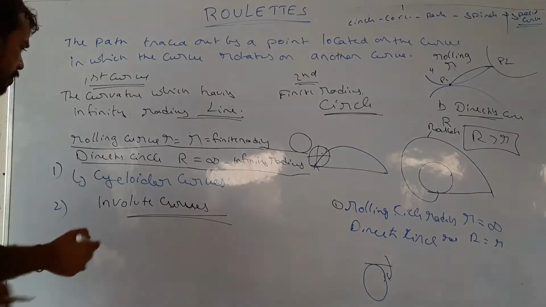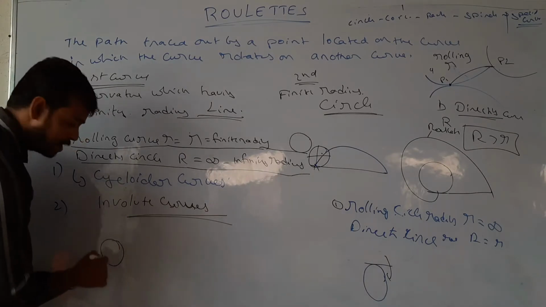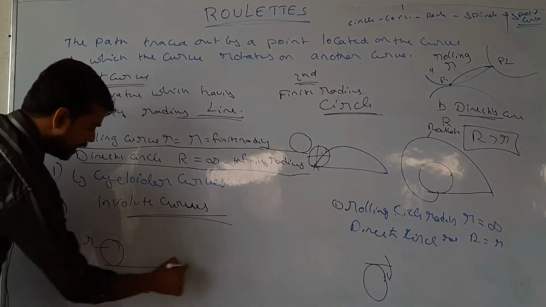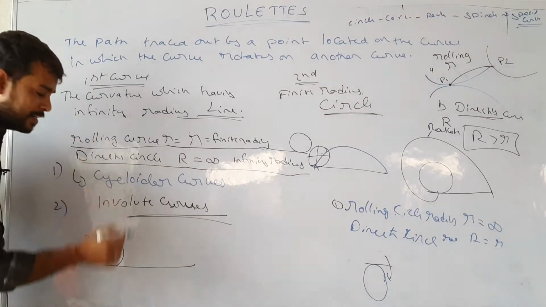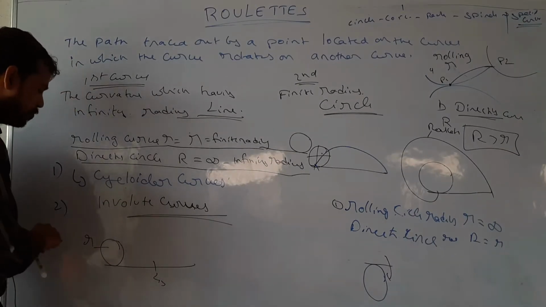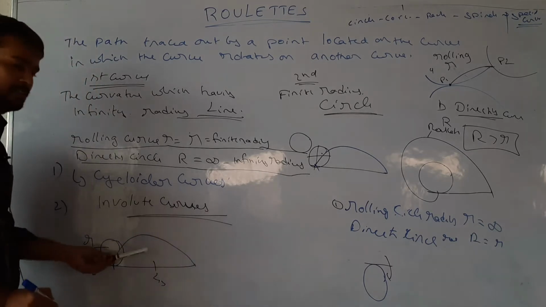It's so simple. If a circle is the generating curve, the generating curve has some finite radius. The dissecting curvature has infinite radius. That's why it is a line. A circle rotating on the line, the path traced out by a point located on the circle, you will get like this. It is a cycloid.